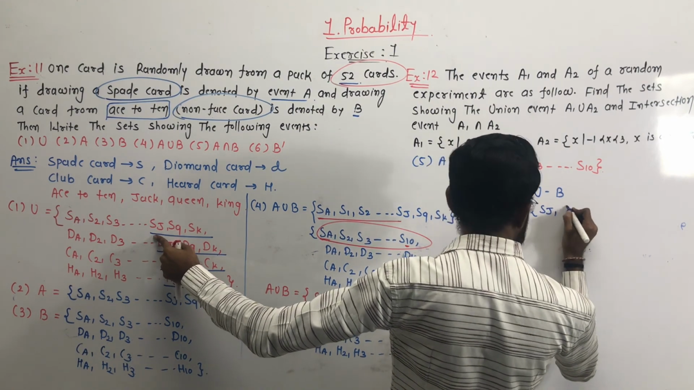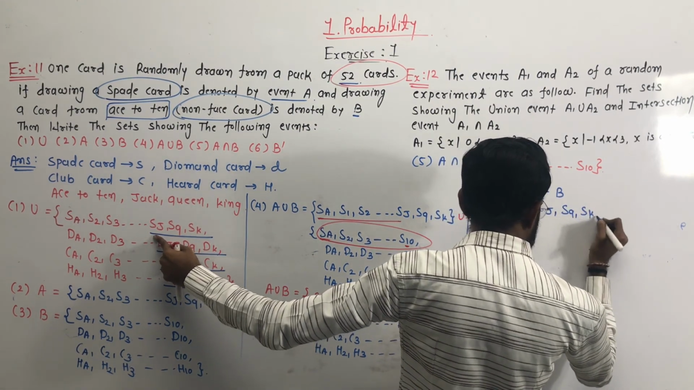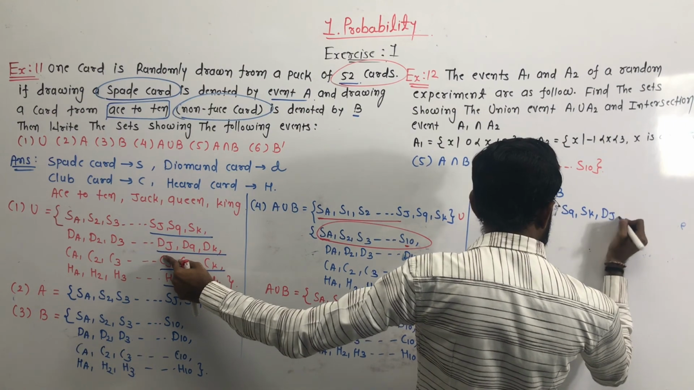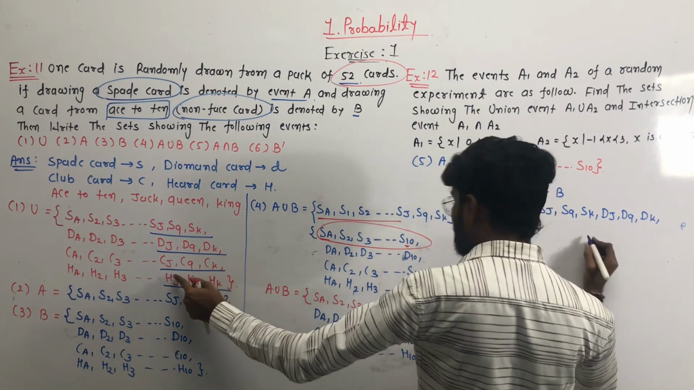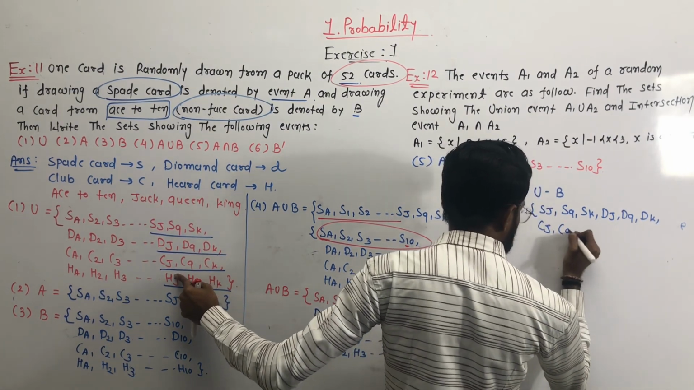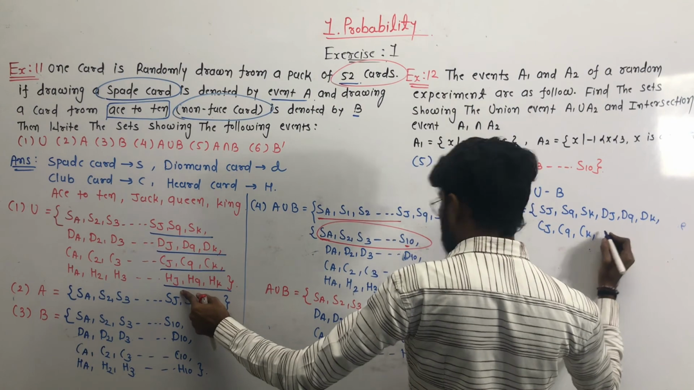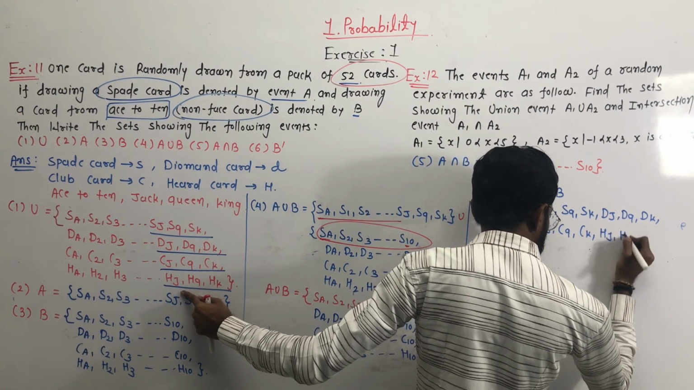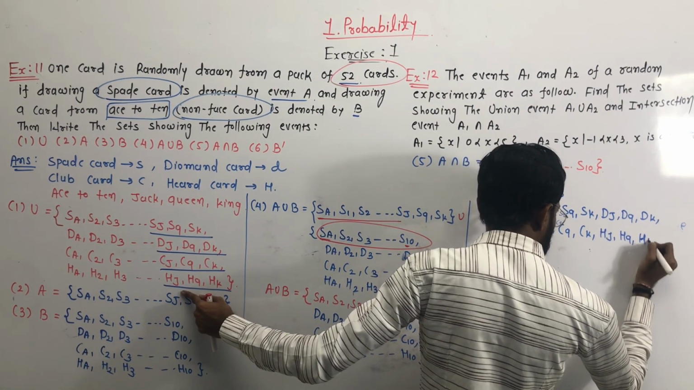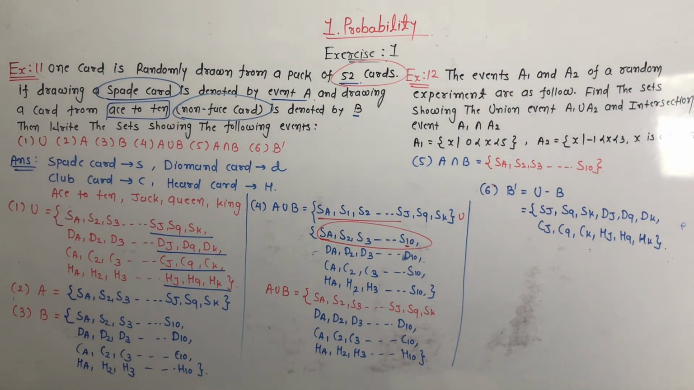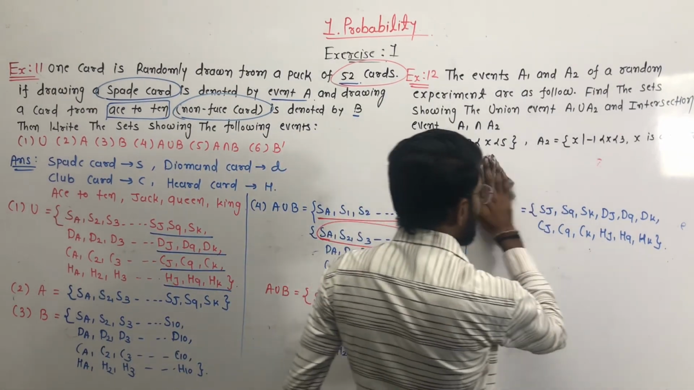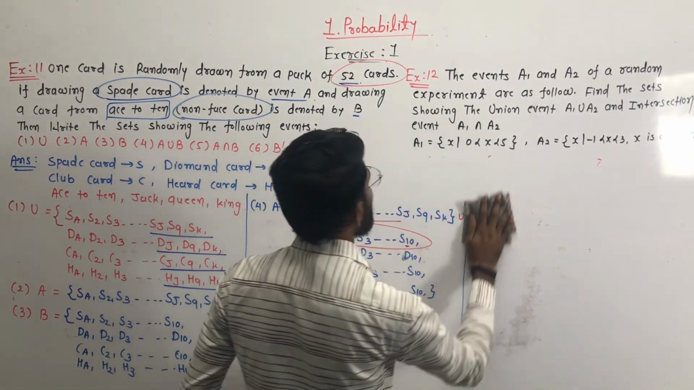Yes, so B dash is equal to SJ, SQ, SK, then DJ, DQ and DK. Okay, then CJ, CQ and CK and HJ, HQ and HK. Clear? Okay. Write it down. Okay, done. Now we are going to solve question number 12.